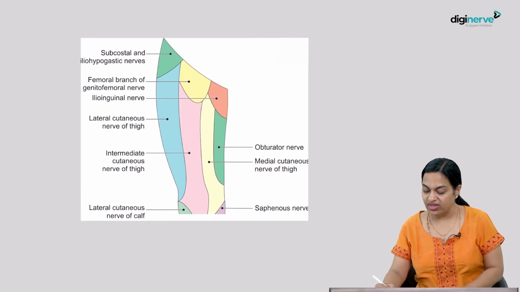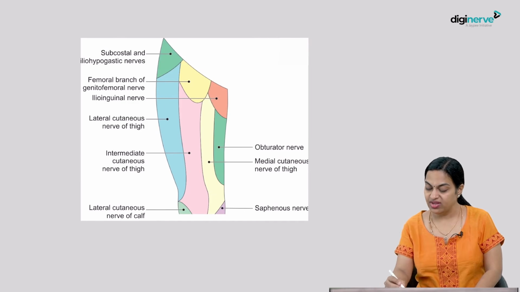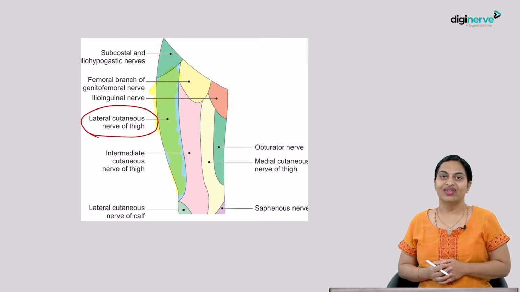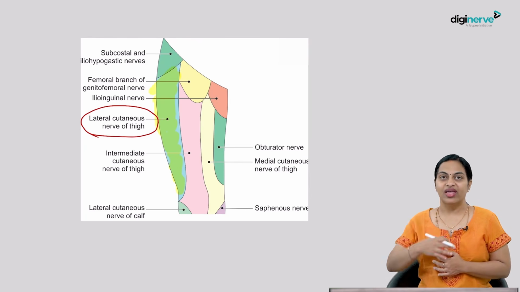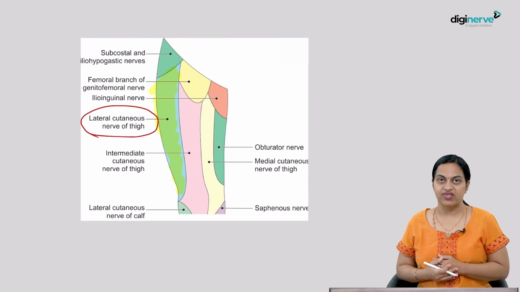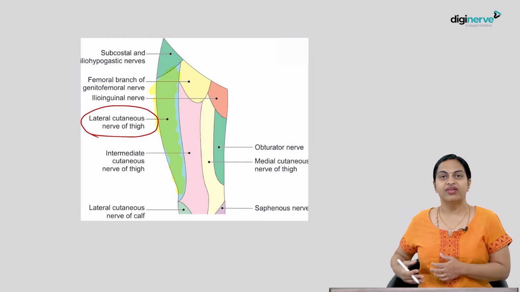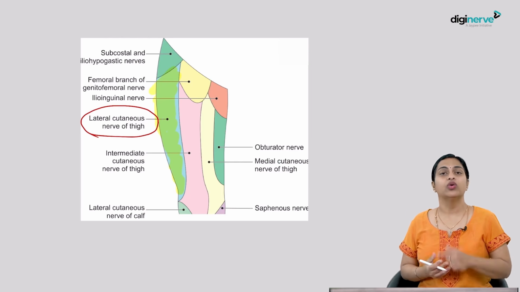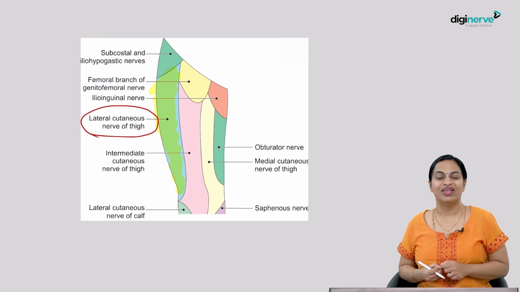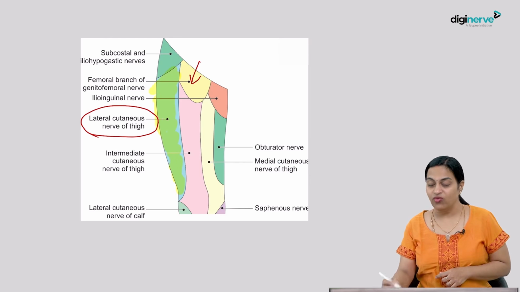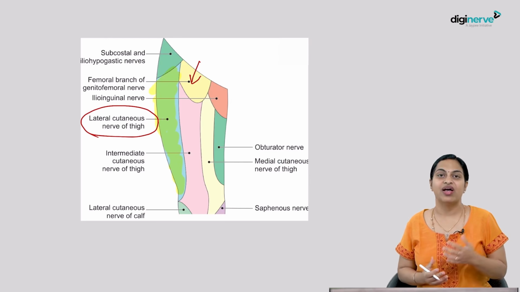So, the skin over the lateral aspect of the thigh is supplied by the lateral cutaneous nerve of thigh, with the root value L2, L3. It gives anterior and posterior branches. The anterior branches will supply the anterolateral aspect of the thigh, and the posterior branches will supply the posterolateral aspect, including a part of the lateral aspect of the gluteal region. Okay, and you remember, the skin over the femoral triangle has been asked as an MCQ, is innervated by the femoral branch of genitofemoral nerve.